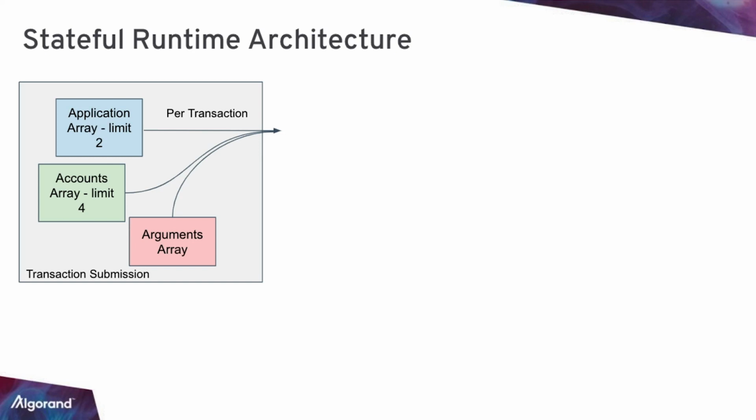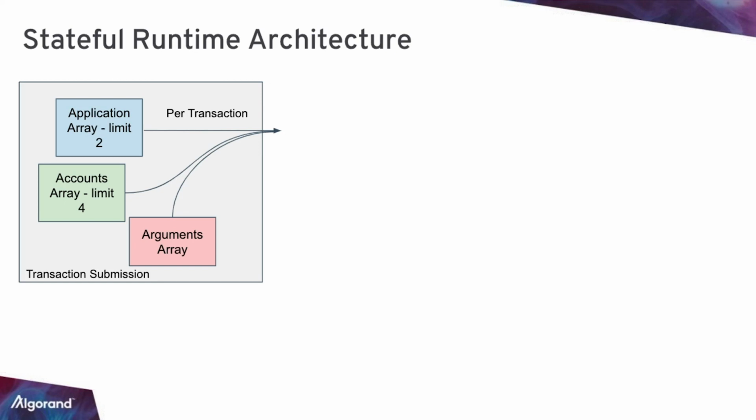So if I have an application array, this allows me to essentially pass in 2 additional stateful smart contracts into an array, just their IDs. All we need is their ID. Put those in an array and pass that in the transaction. That allows me to go out and read their global state within my current contract. Now I cannot modify that global state, but it allows me to read their global state. And I'll show an example of that shortly.